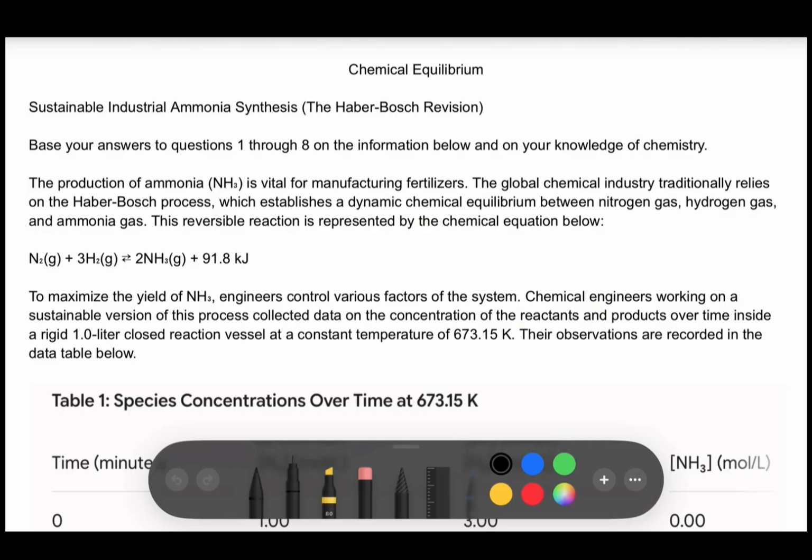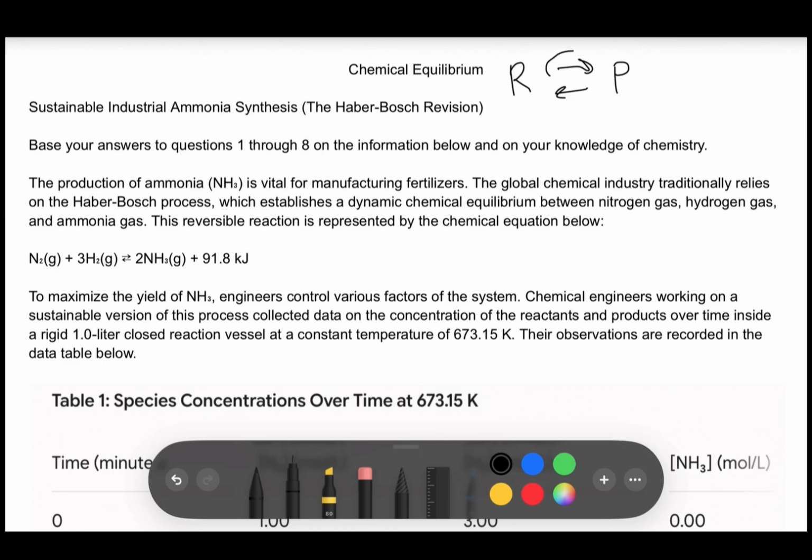Today we're going to do another chemistry Regents review on chemical equilibrium. Before we actually get into reading the cluster, I want to review what equilibrium is. Equilibrium is whenever we have a reversible reaction, which we can identify if we have these two arrows pointing between the reactants and the products.